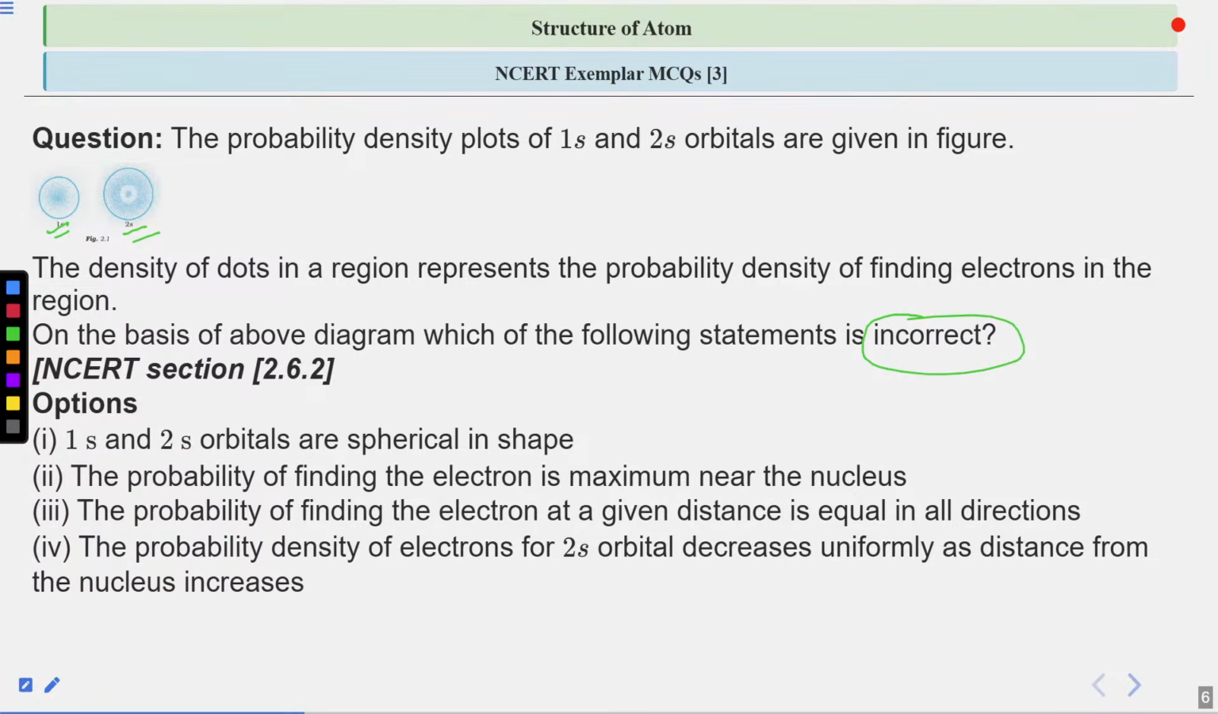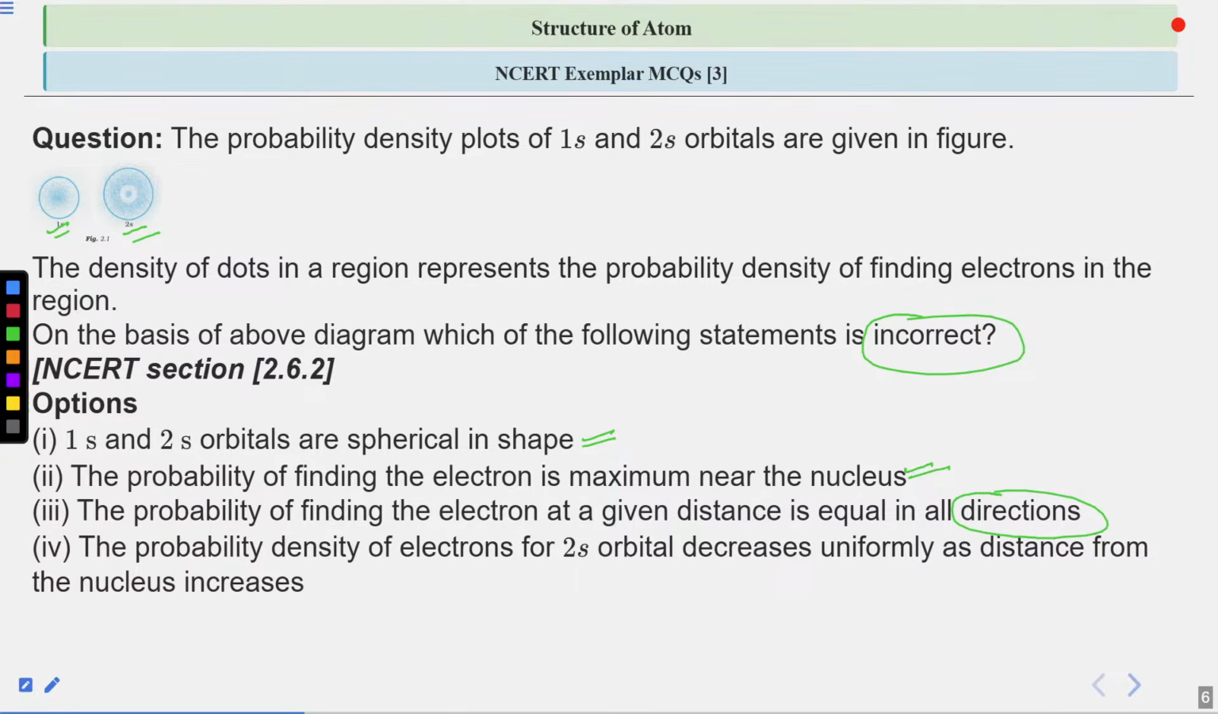First option is 1s and 2s orbitals are spherical in shape. So this is the first statement. Second is the probability of finding the electron is maximum near the nucleus. Next is the probability of finding the electron at a given distance is equal in all directions.